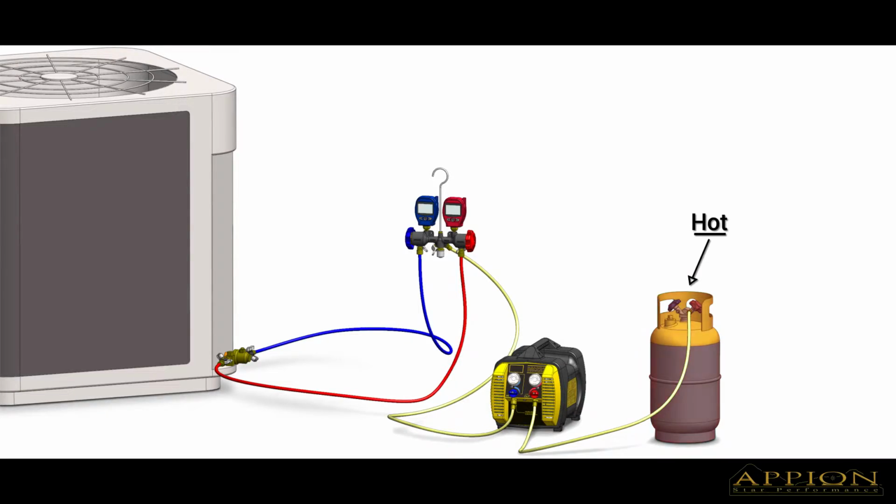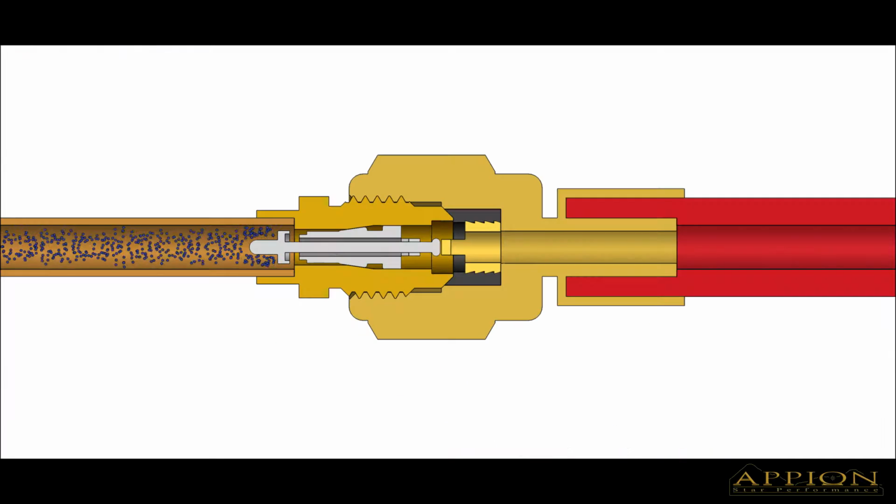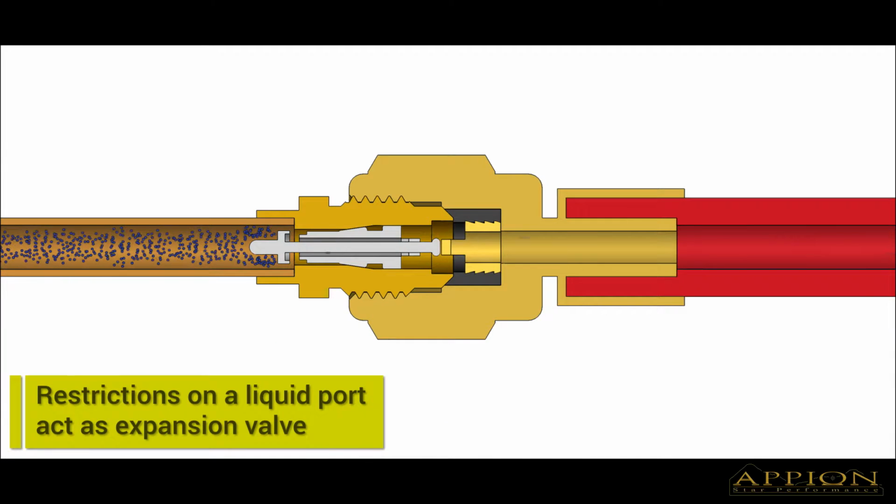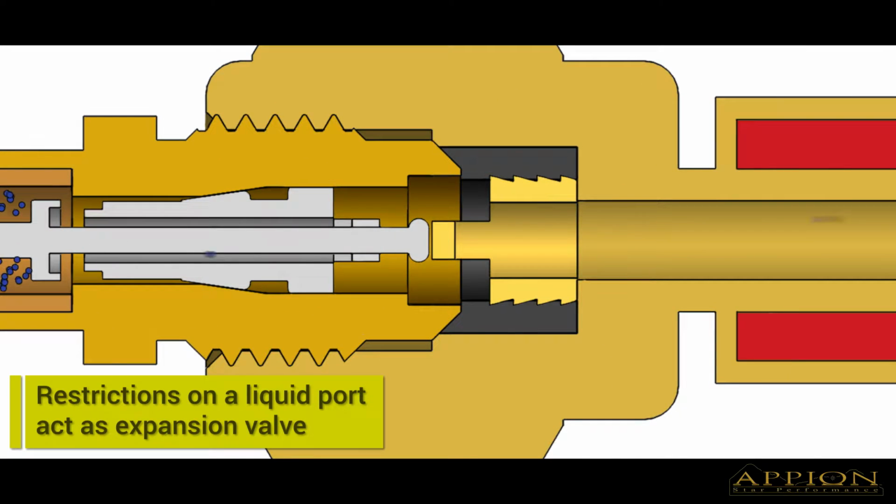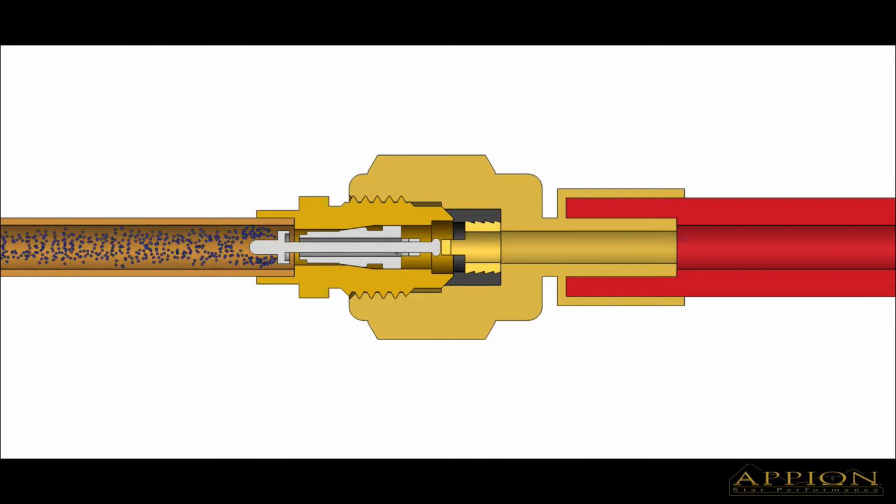A hot recovery cylinder and slow recovery speeds typically indicate restrictions on the input side of the recovery machine. When you are hooked up to a liquid port on a system, a restriction, such as a Schrader valve or quarter pressor, acts as an expansion valve. The result is a slow flow of vapor instead of liquid.